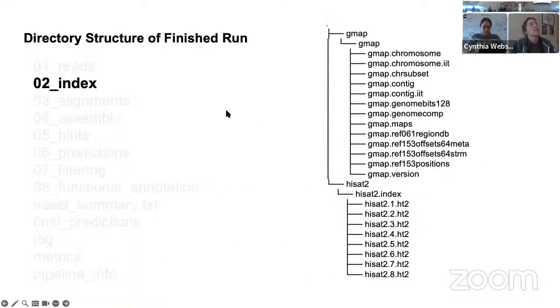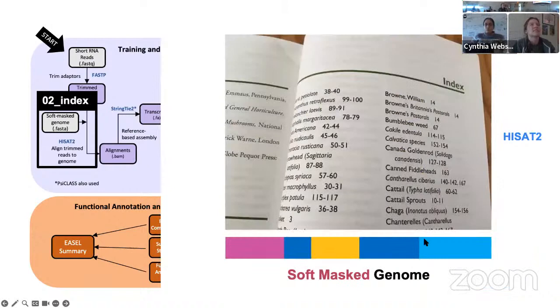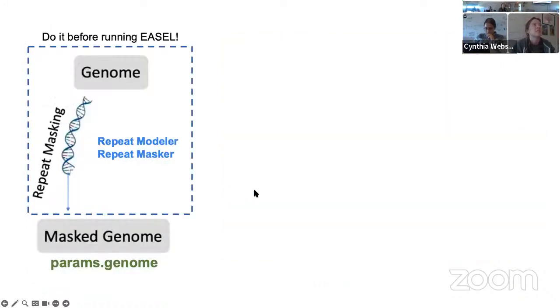All right, the next directory is not super important. It's just an index. It's not going to really tell you anything that you want to know, but maybe you need an index somewhere because you have one for your genome. That's just this part here. It's for HISAT2. Again, an index is just making it easier for a tool to look across your genome assembly, much like the index of a book. So not too much to worry about in that directory.